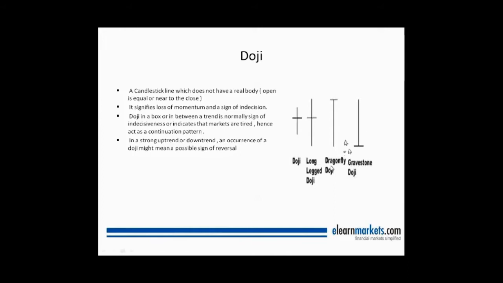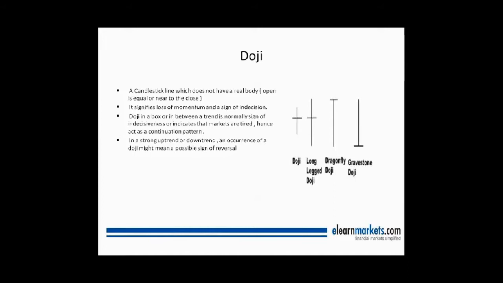The third picture, which is a dragonfly doji, tells us that the opening is equal to the close and is near the high of the day or at the high of the day. Hence, it is a bullish sign, since the closing and opening both are near the high. Whereas a gravestone doji is bearish in nature because the opening and closing are towards the bottom end of the candle line, near the low.